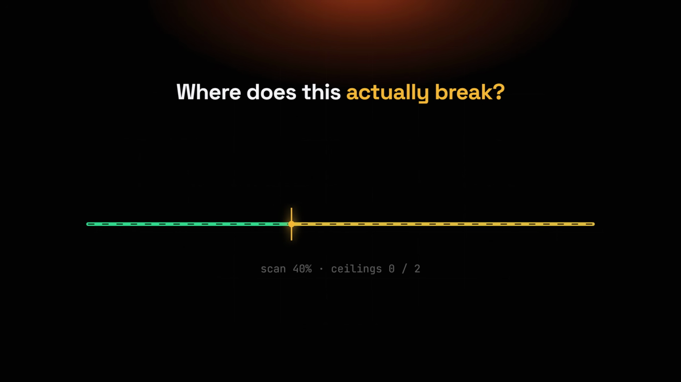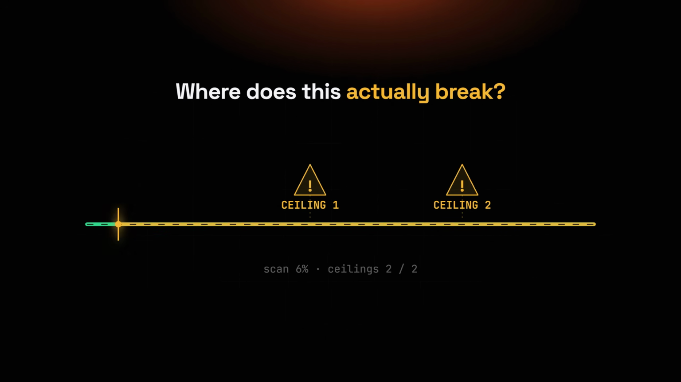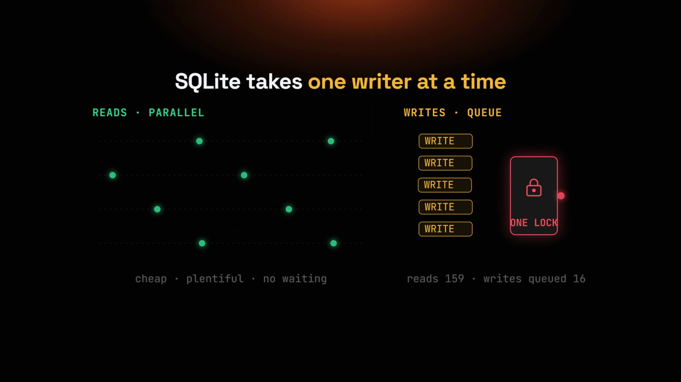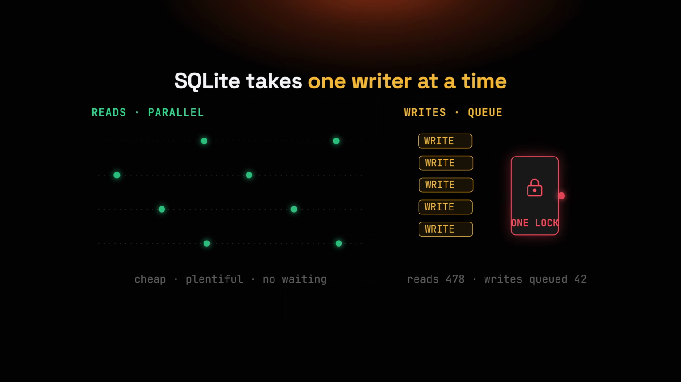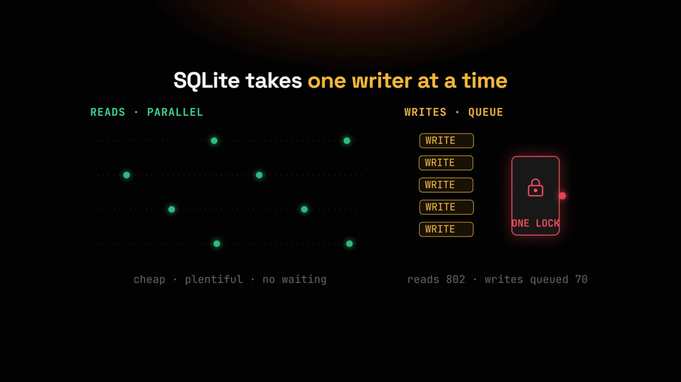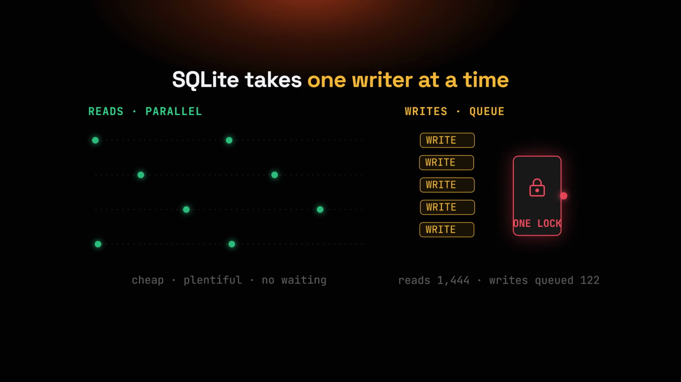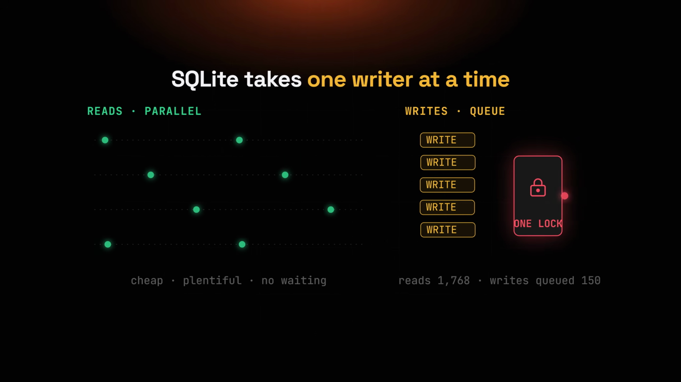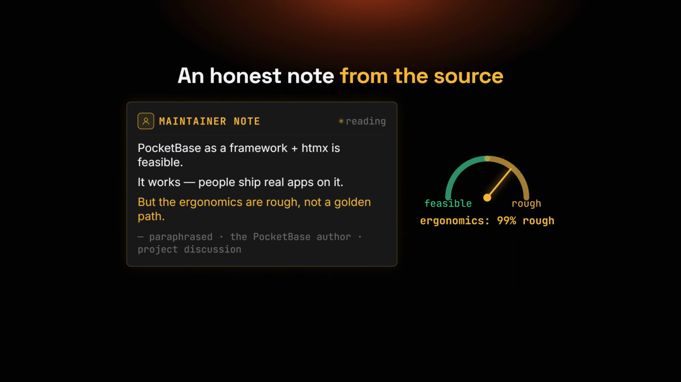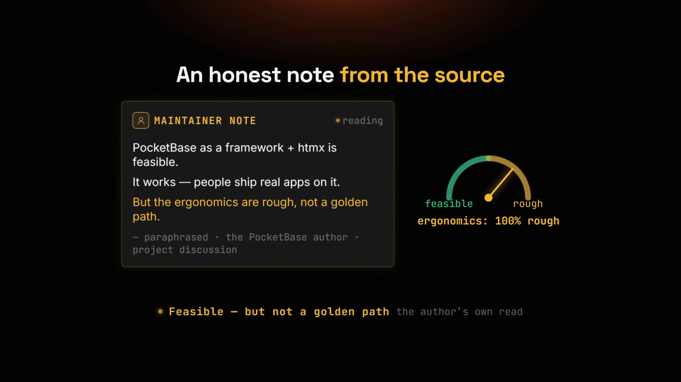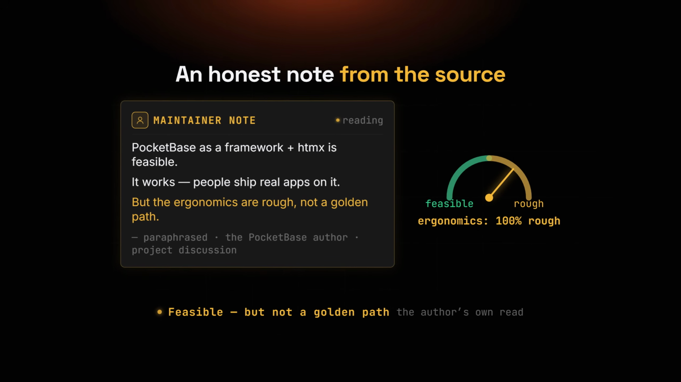So where does this actually break? Because it does, and pretending otherwise would only waste your time. There are 2 real ceilings you should know about before you bet a project on this stack. First, SQLite takes one writer at a time. Reads are cheap and plentiful, but a flood of concurrent writes will queue up, and PocketBase runs on a single node by default. You scale this stack up on a bigger box, not out across many. Second, an honest note from the source. The author himself says the PocketBase as a framework plus HTMX path is feasible, but the ergonomics are rough around the edges. It works and people ship it, yet it is not a polished golden path.